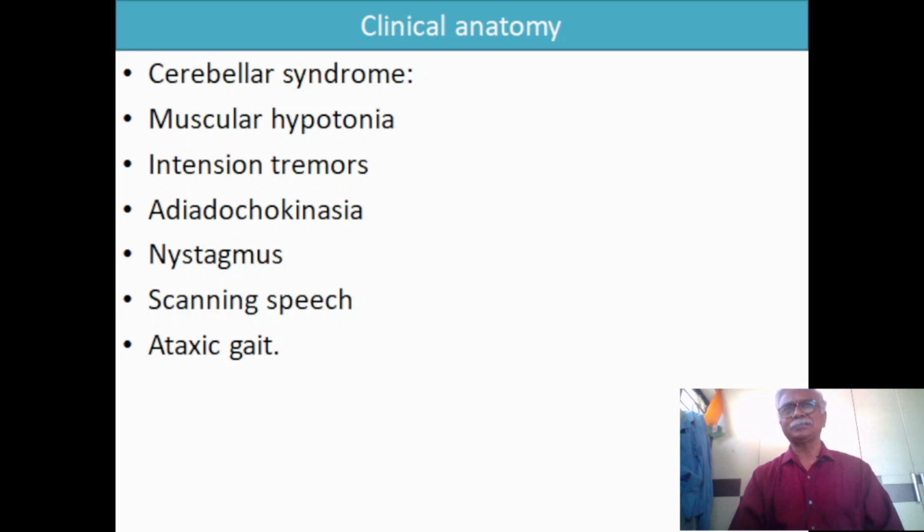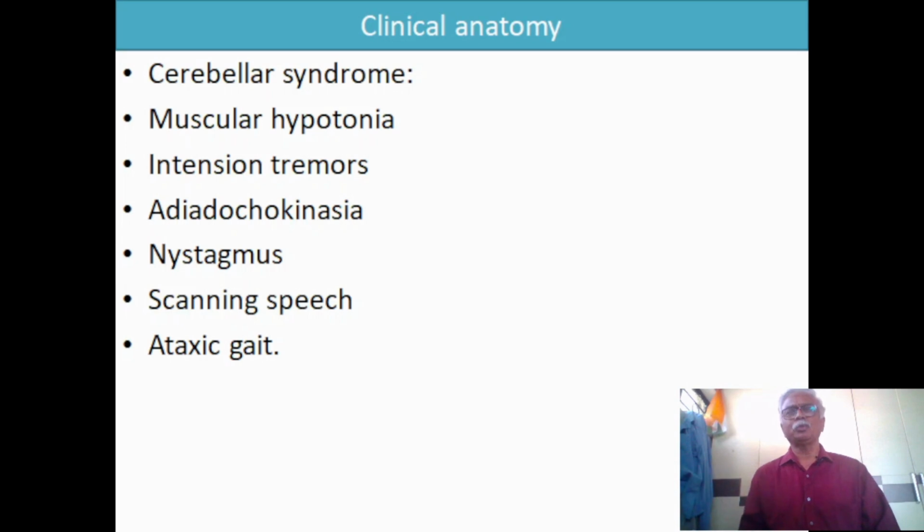If the cerebellum is damaged, the clinical effects of cerebellar dysfunction are called cerebellar syndrome. It results in muscle hypotonia. The muscle tone is lost. There are intention tremors, which means that when you are attempting to do something, there is shaking in the limbs. Adiadochokinesia: when the patient is asked to perform supination of the forearm like this, he will not be in a position to do it.